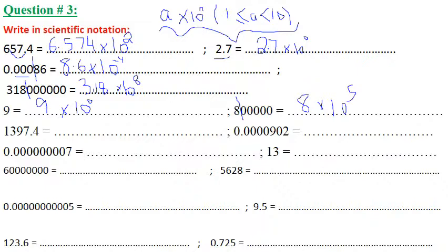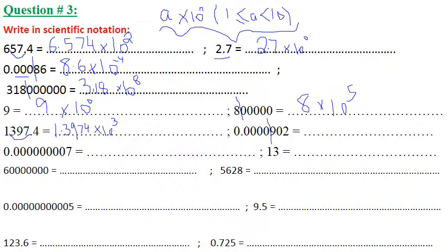Also here, is 1397 a number between 1 and 10? No. Let's make it a number between 1 and 10. So we move the point in the number to get a number between 1 and 10 multiplied by a power of 10, which is, let's move the point from here to here. We moved it 3 digits, so 10 to the power 3.